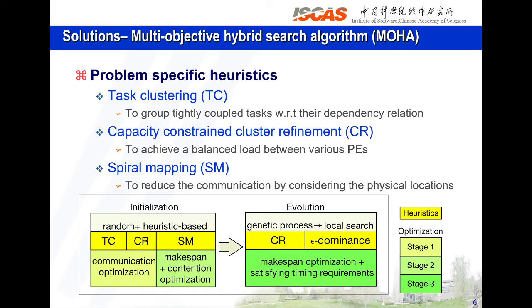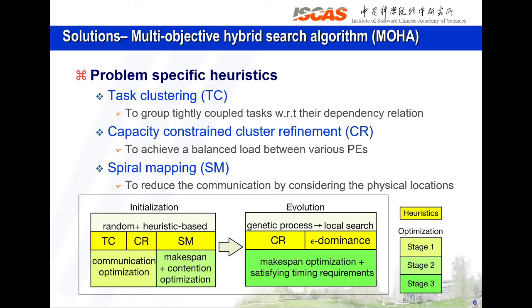To solve this challenging problem, we propose a multi-objective hybrid search algorithm. In this algorithm, we initialize some solutions with random and heuristic-based individuals. The task clustering heuristic is to group tightly coupled tasks according to their dependency relation. The capacity-constrained cluster refinement heuristic is to achieve a balanced load between various processors. The spiral mapping heuristic is to reduce the communication by considering the physical locations.